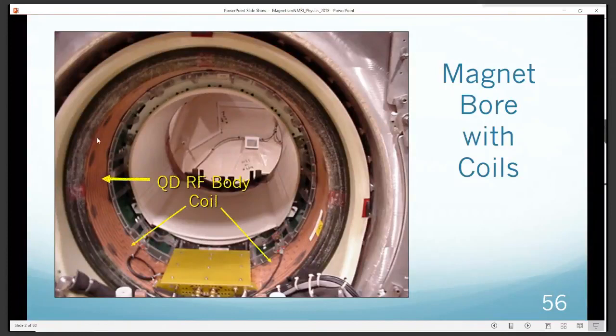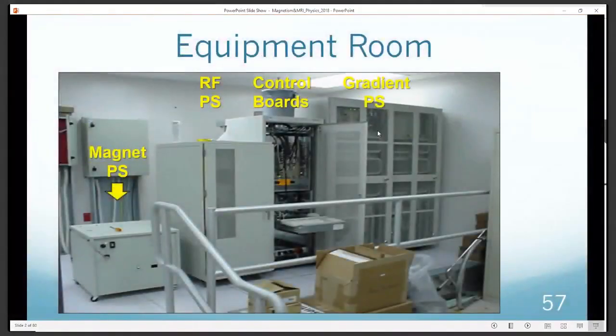There's the body RF coil that can transmit the RF pulse and receive an NMR signal. But here are the gradient coils. They're all together in that case. And then there's also a shield, the gradient shield.